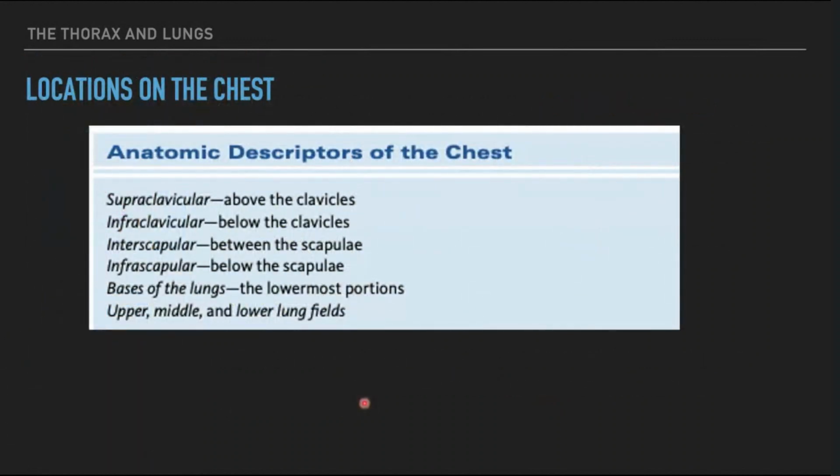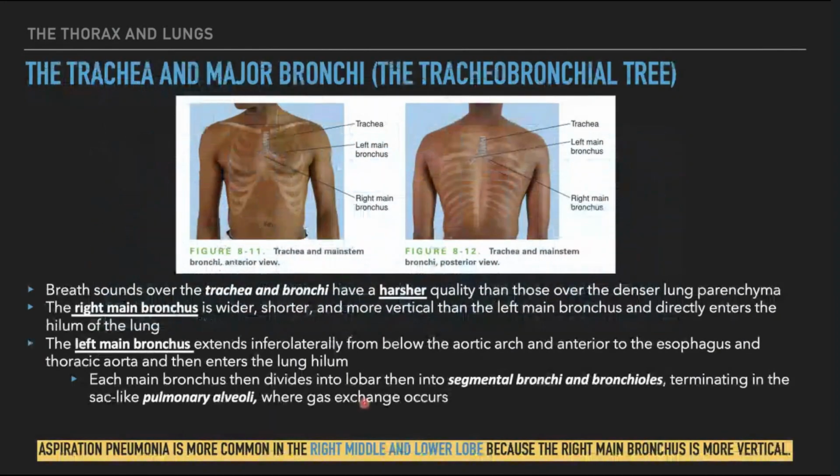So, locations on the chest. The name itself describes the area it's supposed to be pointing to. Supraclavicular is above the clavicles, infraclavicular is below, interscapular is between the scapulae, and the bases of the lungs are the lowermost portions. The others are the upper, middle, and lower lung fields.